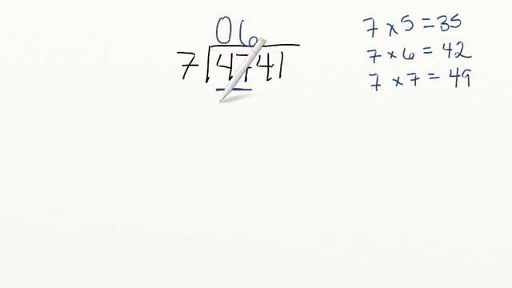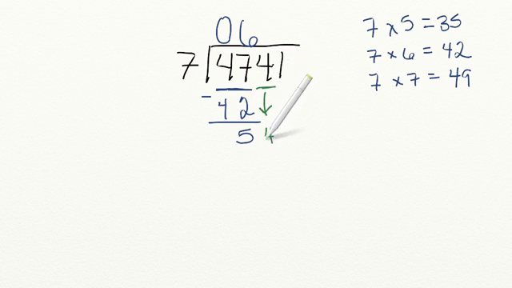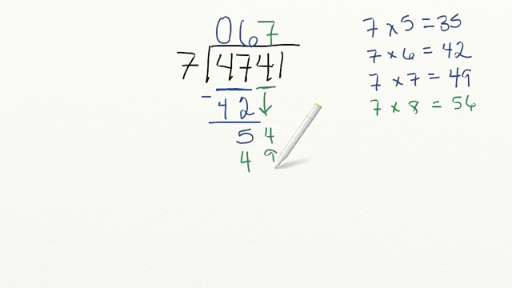7 times 6 equals 42. And then I'm going to subtract down, and that gives me 5. Now I'm ready to repeat these steps, bringing down my 4. How many times can 7 go into 54? Well, we know that 7 can go into 54 at least 7 times. If we multiply 7 times 8, that gives us 56, which is more than 54. So 7 can go into 54 only 7 whole times. 7 times 7 equals 49, and that gives us a remainder of 5.